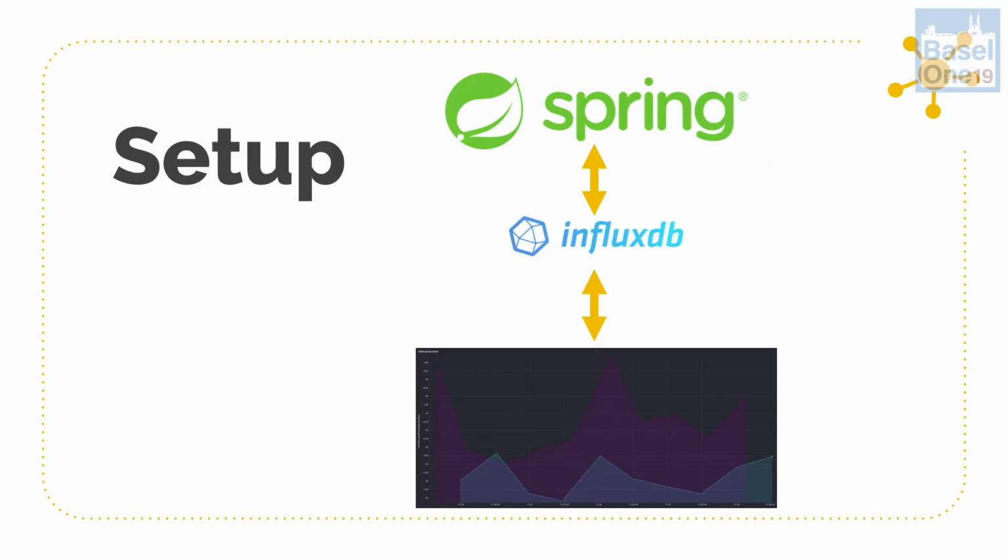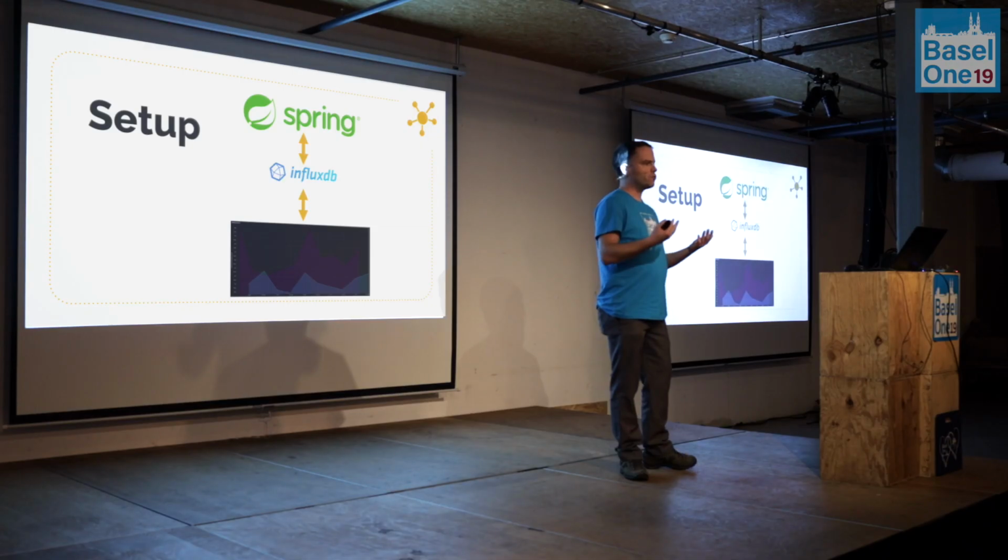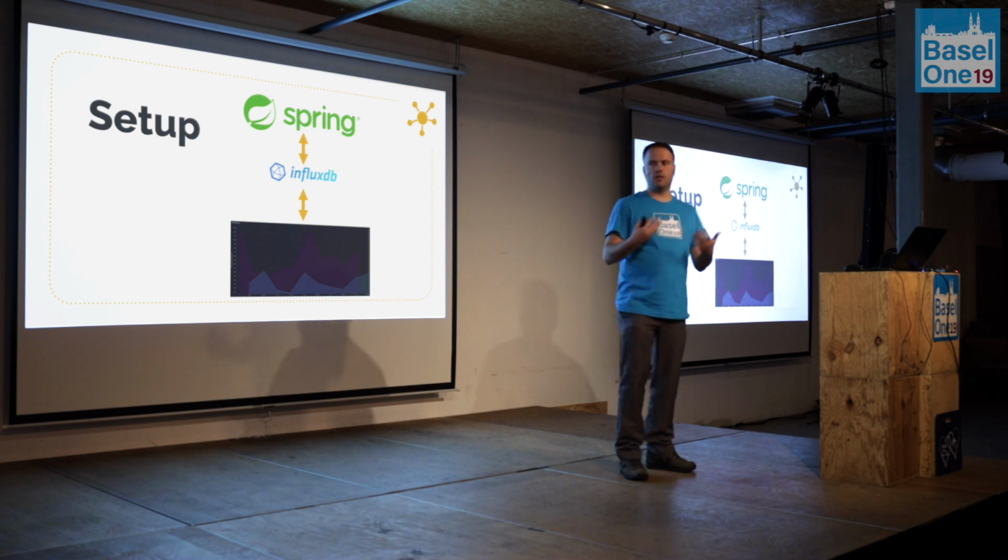If we look at the setup for InfluxDB, what I simply do is I use Spring to retrieve the data from the different sensors. And then I use Spring to send the data to InfluxDB, the time series database. And I use Chronograf, a dashboard, which basically retrieves the data from InfluxDB and creates nice graphs for it.